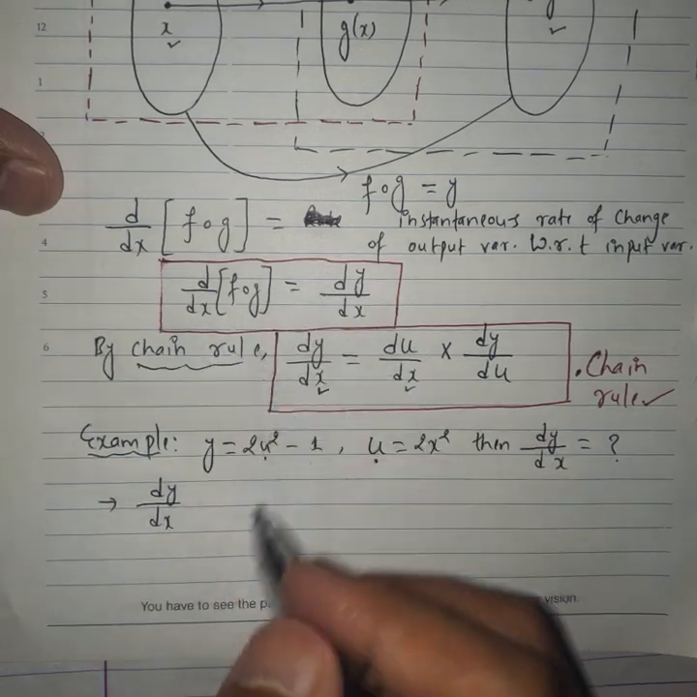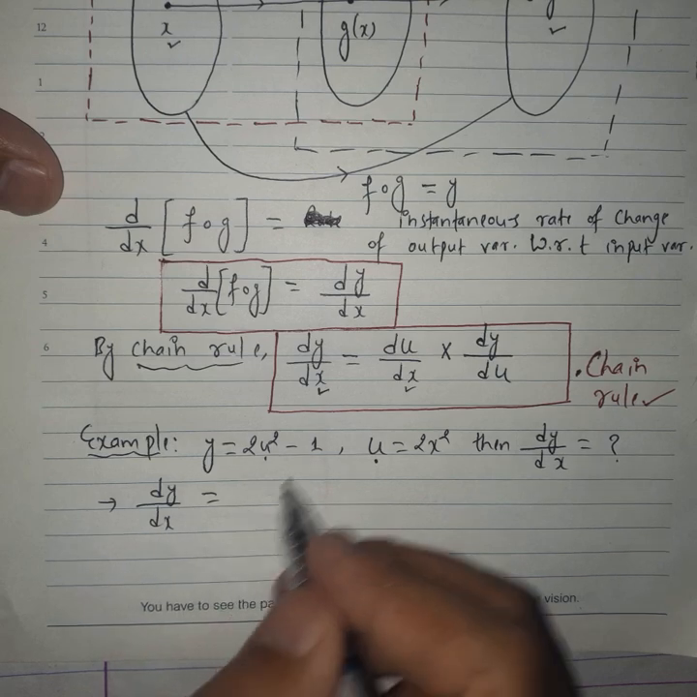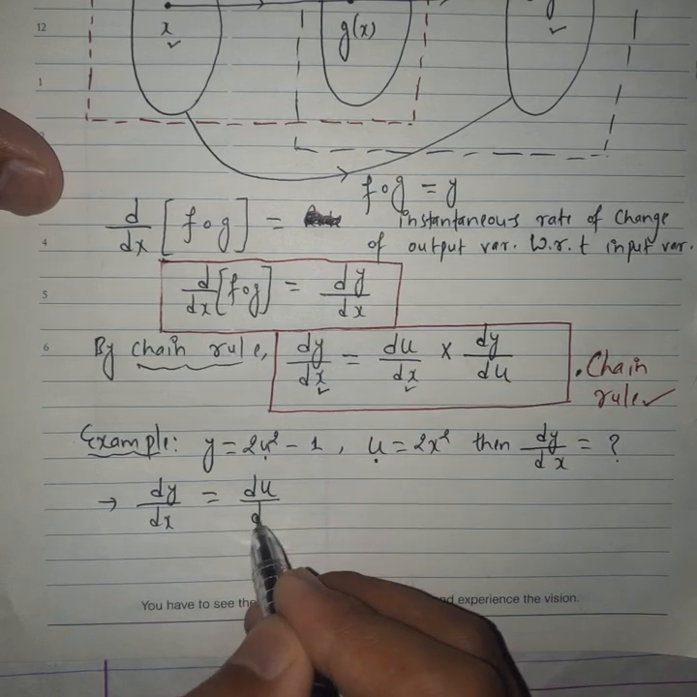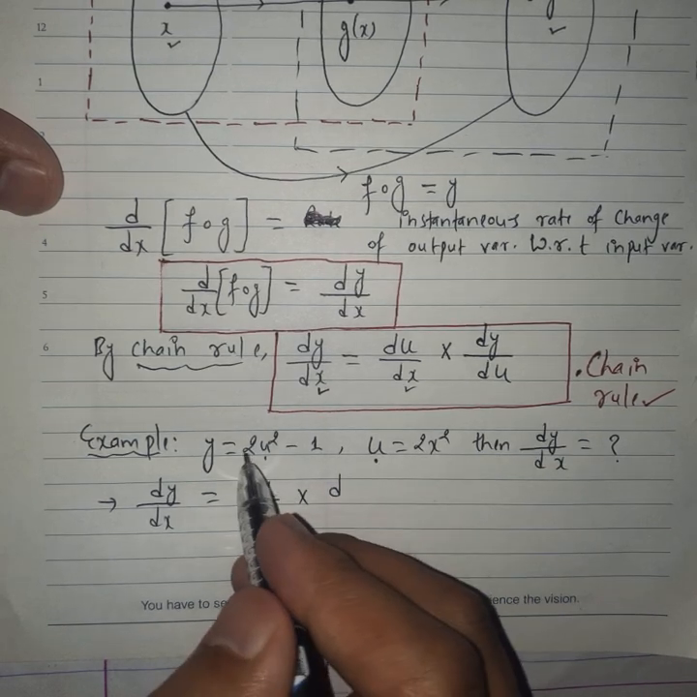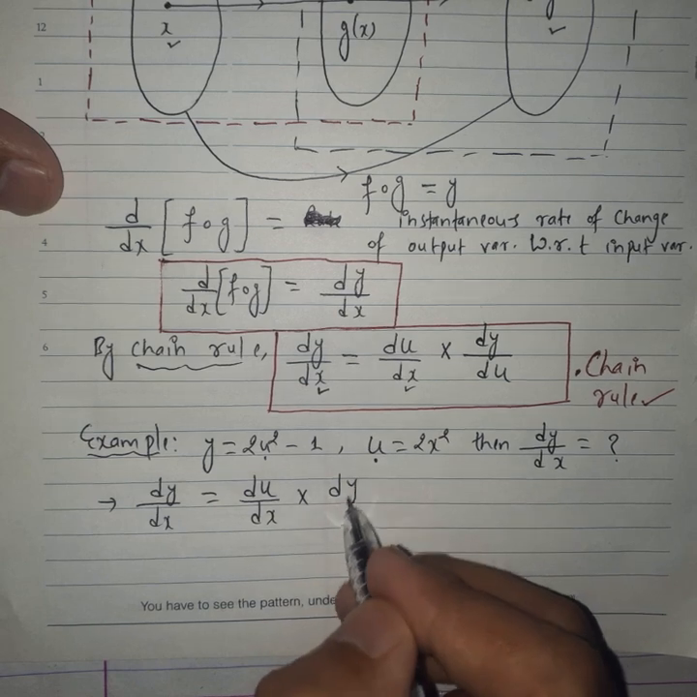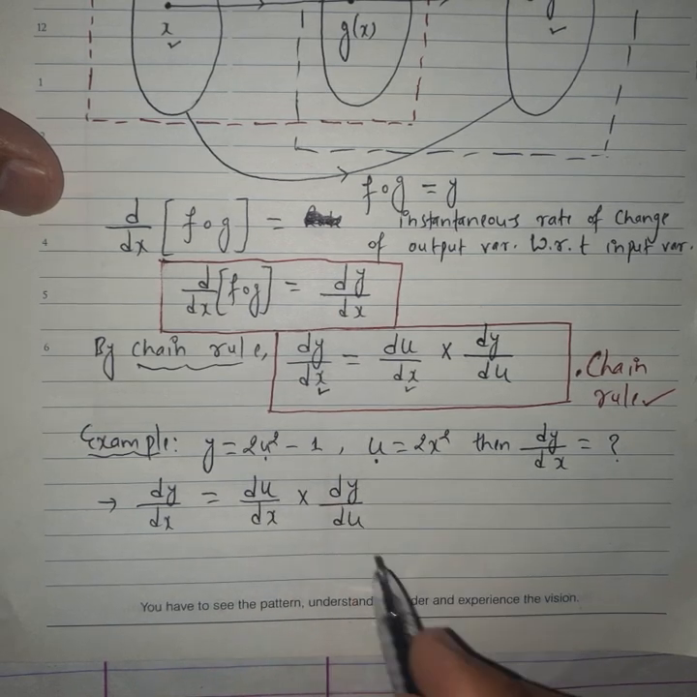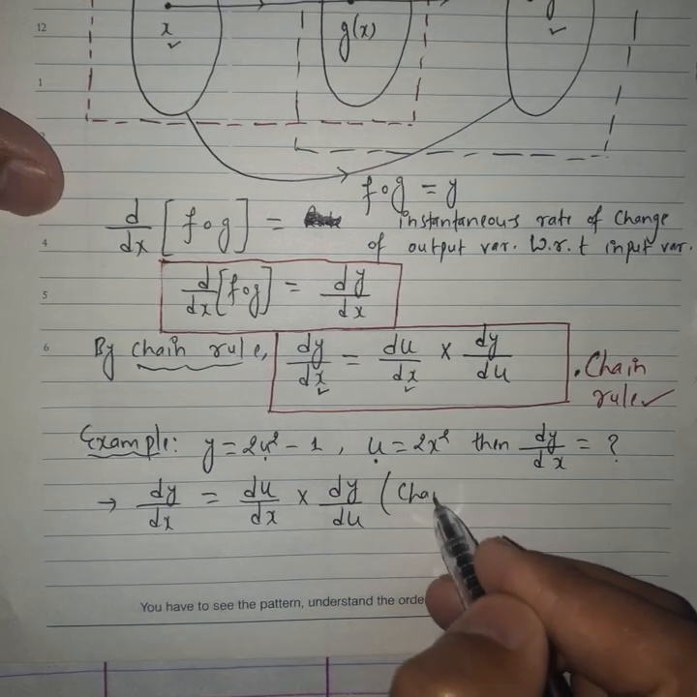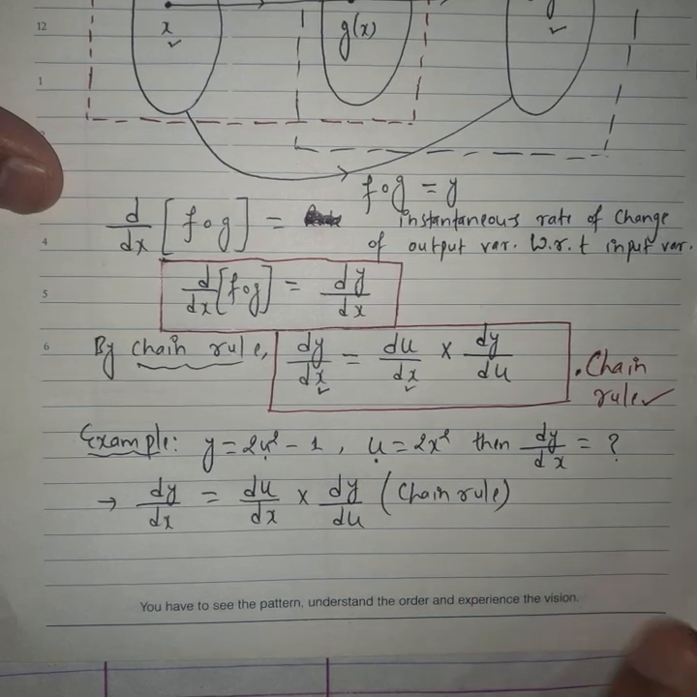According to the chain rule, dy over dx, the derivative of y with respect to x, can be written as the derivative of u with respect to the same variable x, times the derivative of the next function y with respect to u. This is according to the chain rule. This is called the chain rule.